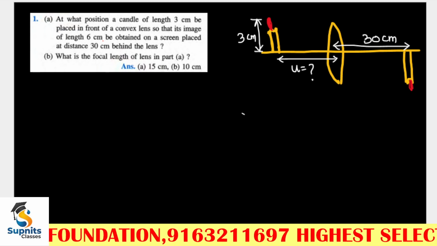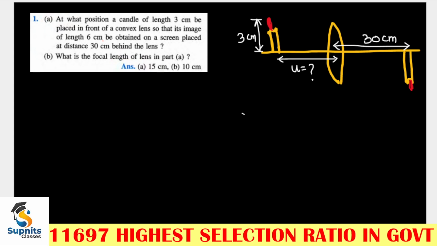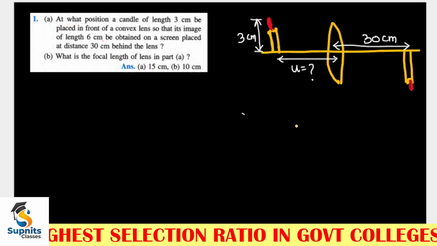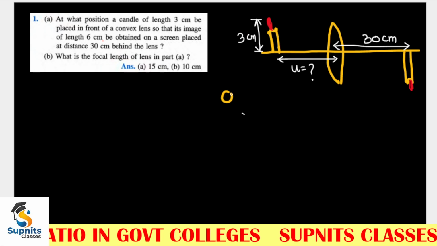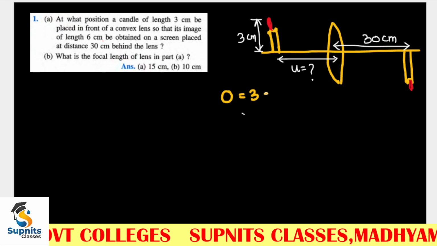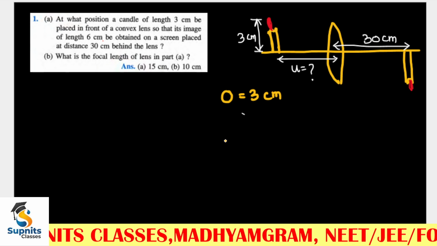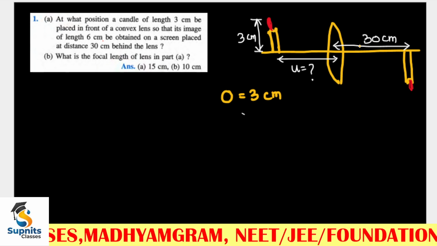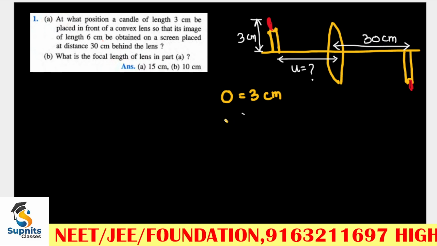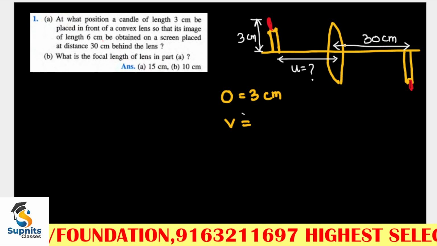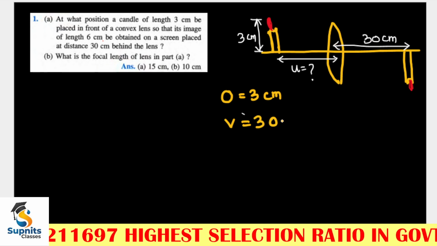So first of all, I have to write down all the relevant data that are given in this problem. My first relevant data over here is the object height is 3 centimeter. So I'll write it down. Next data given over here, 30 centimeter is the image distance. Now 30 centimeter image distance is on the positive side, so it will be plus 30 centimeter or 30 centimeter simply.